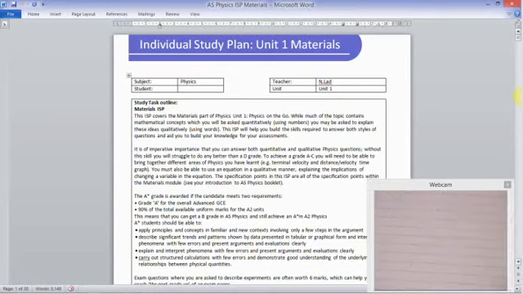In this video I'm going to go through task 2 of Unit 1 materials for EDEXCEL physics.